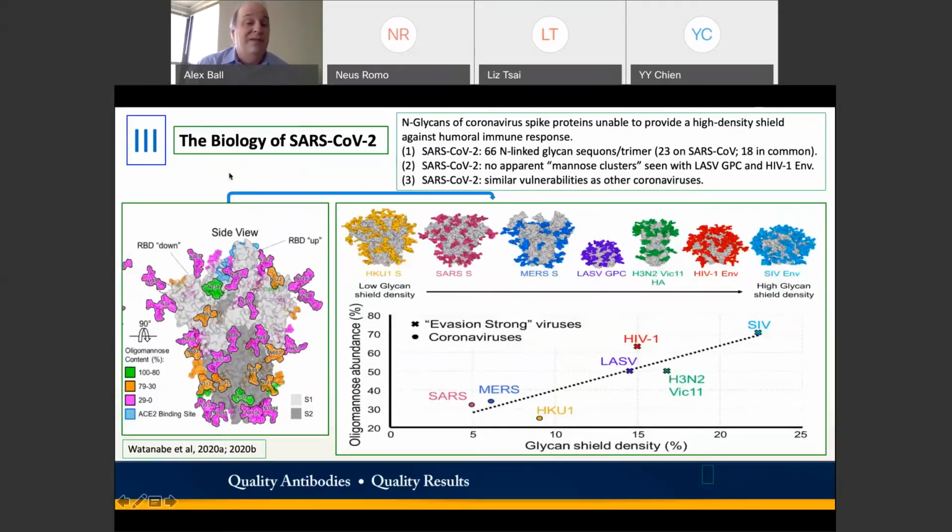So the bottom line, and the good news, is that the spike protein is actually vulnerable to humoral attack, which is in line with other coronaviruses, in contrast to the higher glycan shield density seen with more immunoevasive viruses, including Lassa, some of the influenzas, HIV, and SIV.